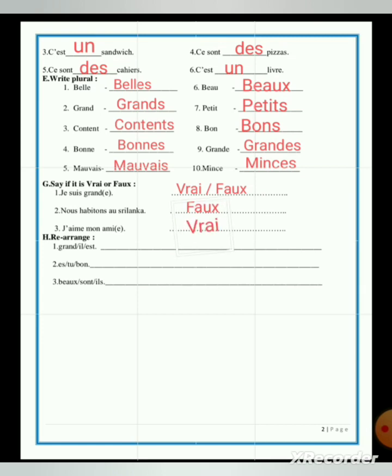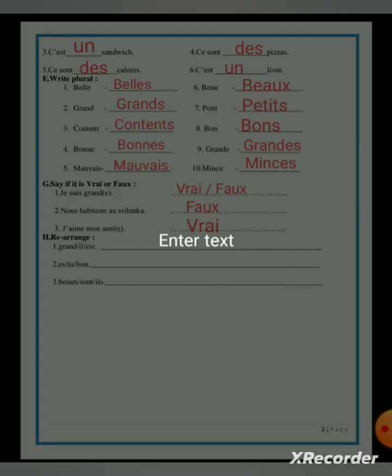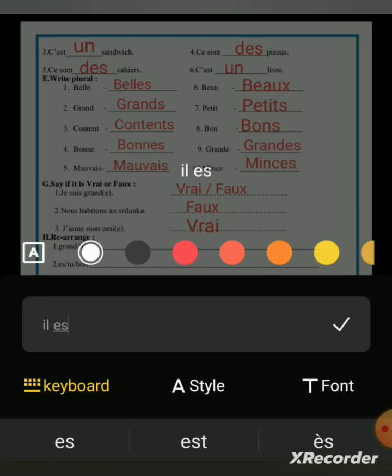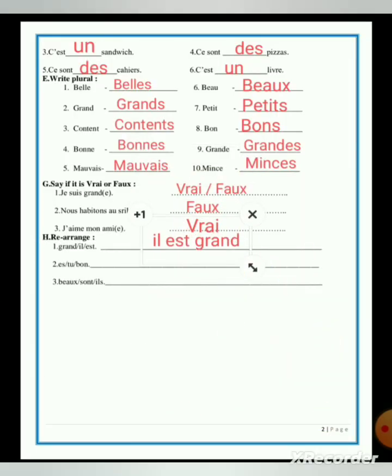Okay. Come to the last part now. Rearrange. I have told you how to rearrange in French. First you need to identify which one is the subject pronoun, then the verb, and then the object. Now number 1, grand means tall or big, il means he, est means is. So what is the sentence? He is tall. So for he I will write il. For is, I will write est, and for tall, I will write grand. So the first answer is il est grand.